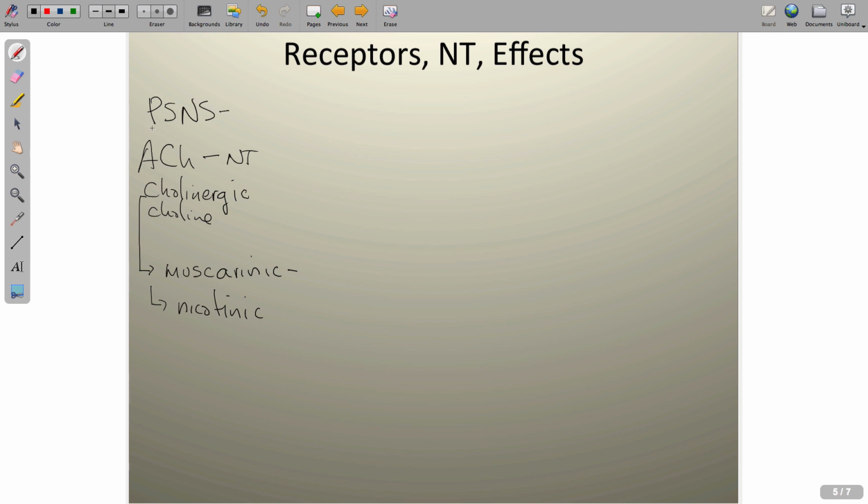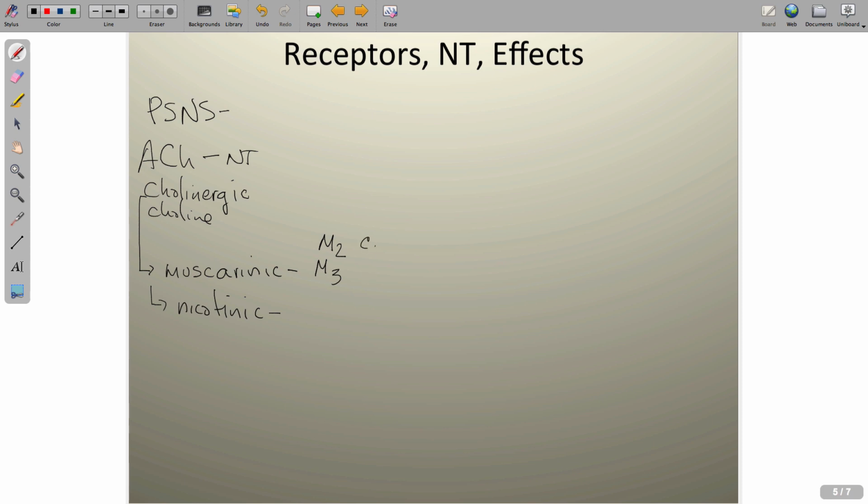So in the parasympathetic nervous system, neurotransmission is accomplished by acetylcholine, and acetylcholine has to do with cholinergic receptor sites. Cholinergic receptor sites are further broken down into two main types. One is muscarinic, one is nicotinic, and they both impact different things. So let's look at those very quickly. You don't need to know all of the different muscarinic receptor sites. This is all I want you to know. There are two main ones: the M2 receptor and the M3 receptor.